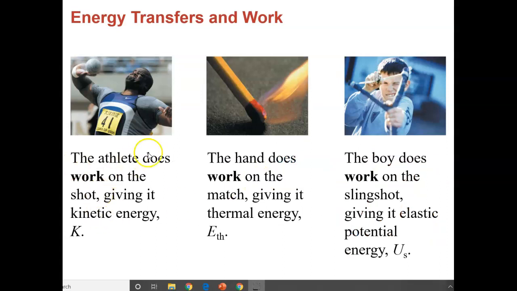Okay, so the athlete does work by moving the shot put. Your hand does work to get the match going. And the boy, if he pulls back the slingshot, does work on the slingshot to make it move and increasing the elastic potential energy. So giving it energy does work.